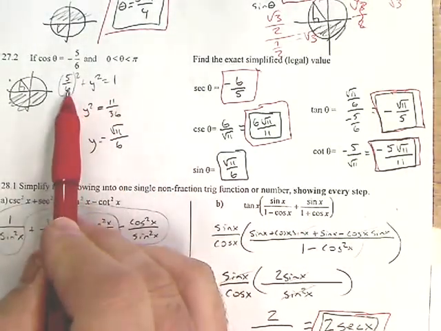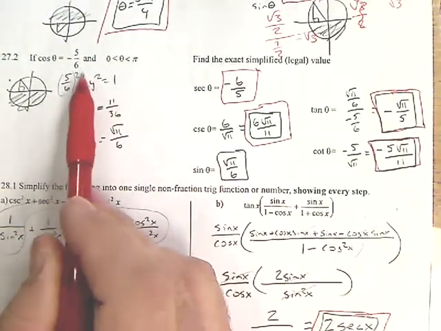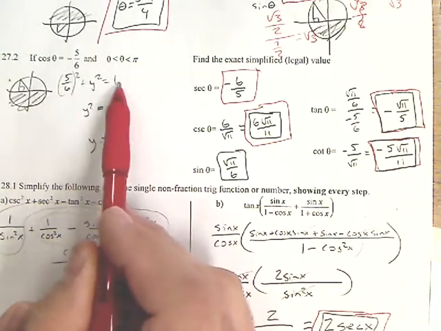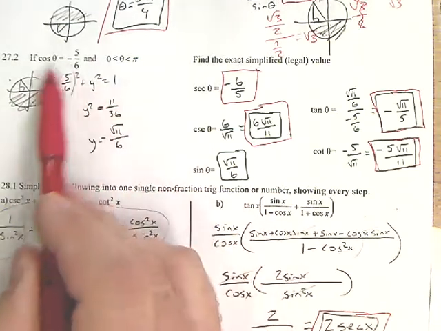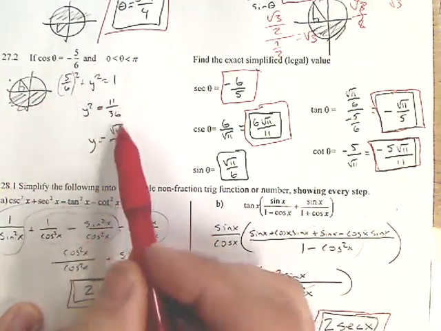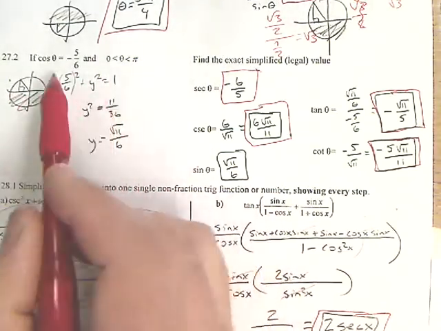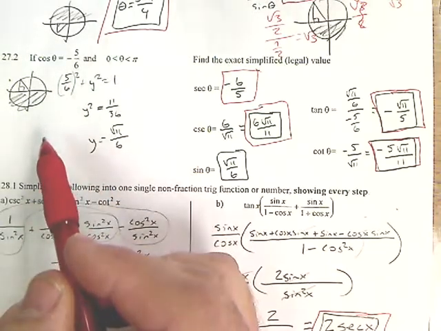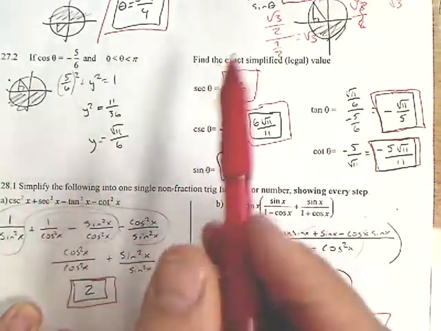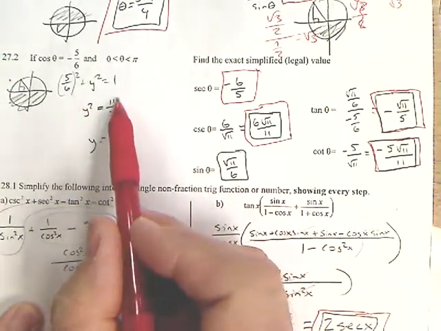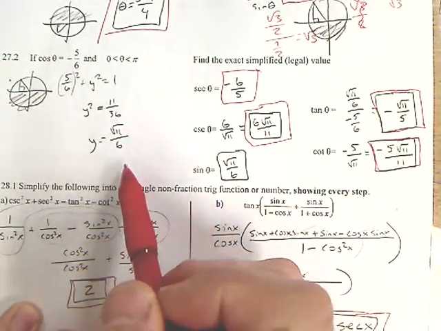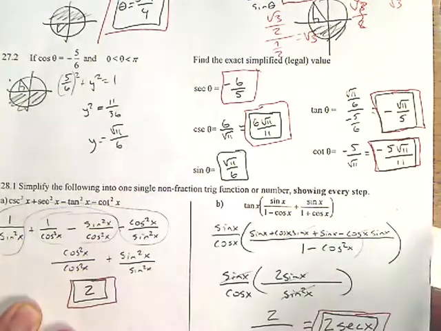5 over 6, or 5 over 6 squared plus y squared equals 1 squared. And it's in this quadrant because it's a negative cosine. Many people are writing 10 for 5 squared. Remember, it's 5 times 5. There's probably 4 people doing that. I subtracted it over, and that's how I got the 11 over 36, square root of both of them.